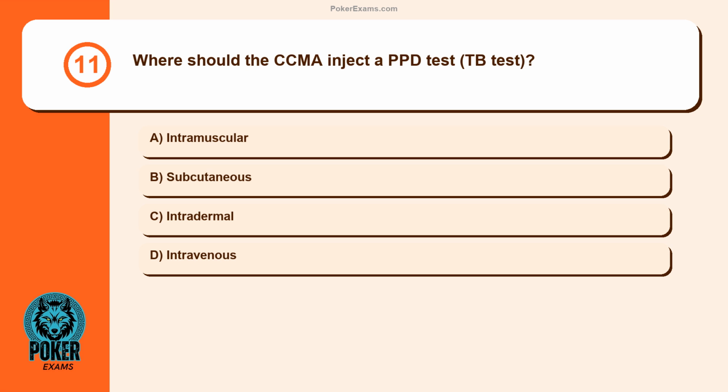Question 11. Where should the CCMA inject a PPD test, TB test? Intramuscular, subcutaneous, intradermal, intravenous.